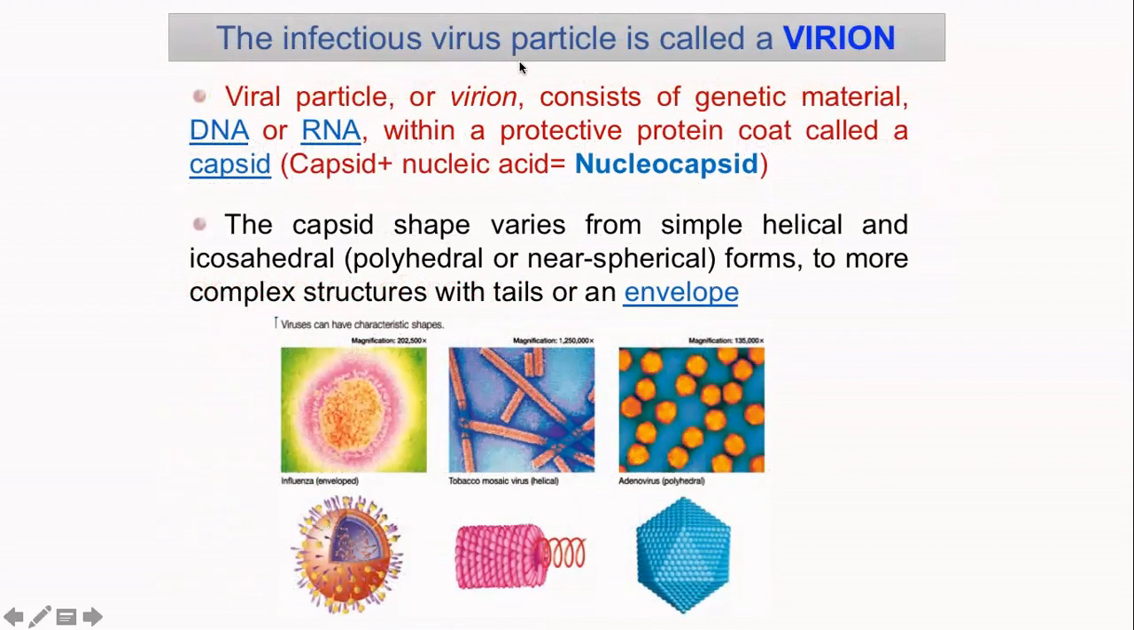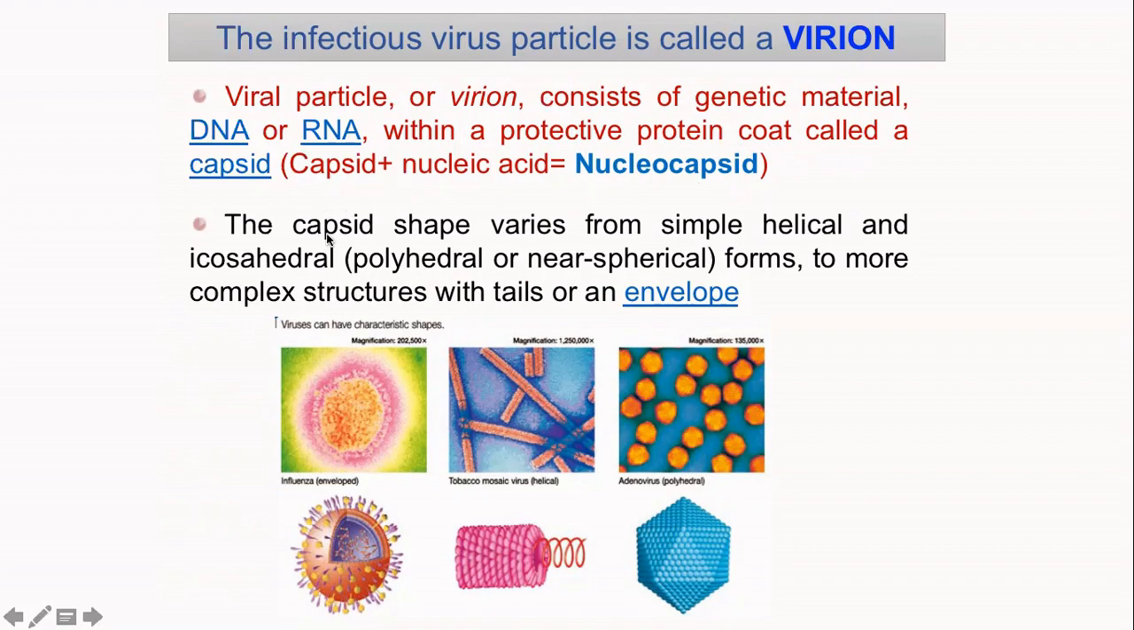The infectious particle, as I said earlier, the virus particle, is known as a virion, so don't forget that word. Then I said the virus particle or virion consists of genetic material and a protein coat. Genetic material can either be DNA or RNA, and the protein coat is called a capsid. So that means a virus is a capsid plus a nucleic acid, or you can say a nucleocapsid. So the nucleic acid within a protective protein coat, that is what the viral particle is all about.